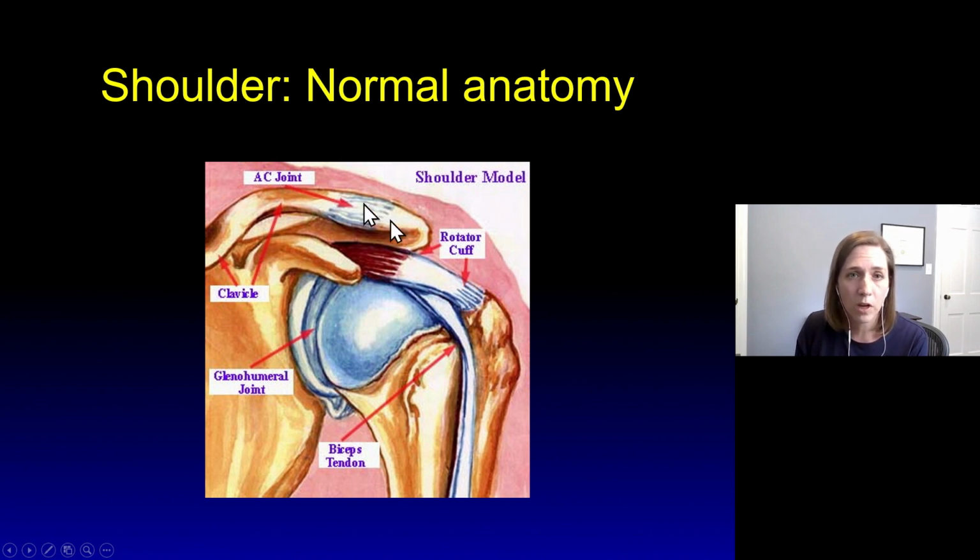You have the acromioclavicular joint up here. The acromion can sometimes put pressure on this rotator cuff and cause symptoms. There's also the biceps tendon that runs down the front. And what is not shown here are bursa structures.